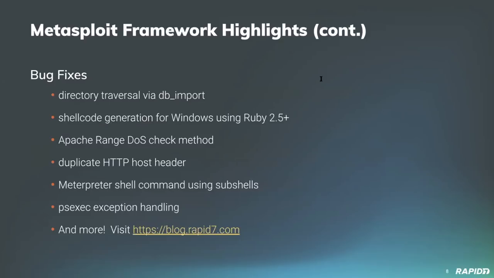Jacob fixed the HTTP client to not add two of the same host headers when creating an HTTP header. So, yay. Tim WR and Brent provided a fix so that the shell command in an interpreter session only uses a subshell when needed and not each time shell is called, which it had been doing. Awesome. Brent also offered a fix for PS exec exception handling, leading to more accurate failure information provided to the user when an exception does occur.